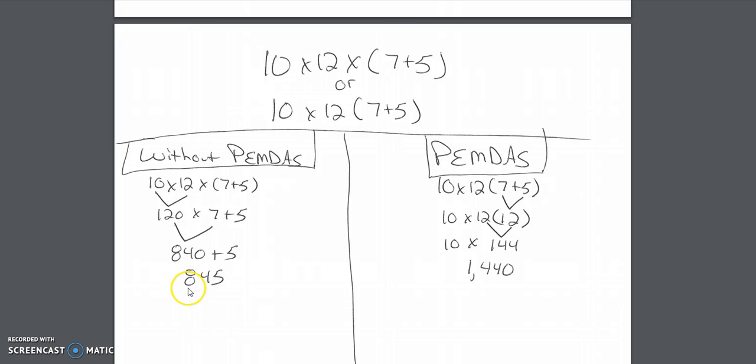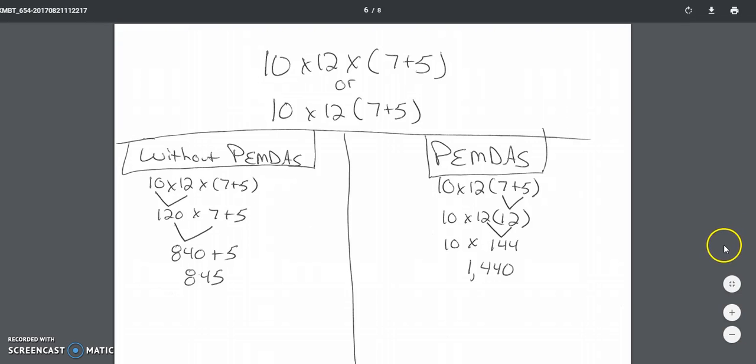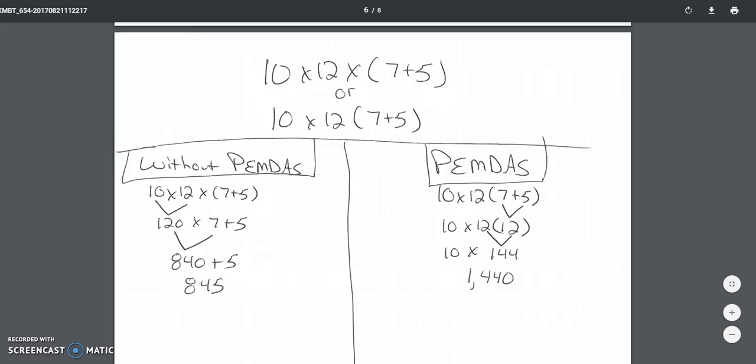Okay, and as you can see here, when I multiply without PEMDAS, I get 845, and with the correct answer being 1,440. All right, feel free to pause this, but I'm going to keep moving on and showing you some more examples.